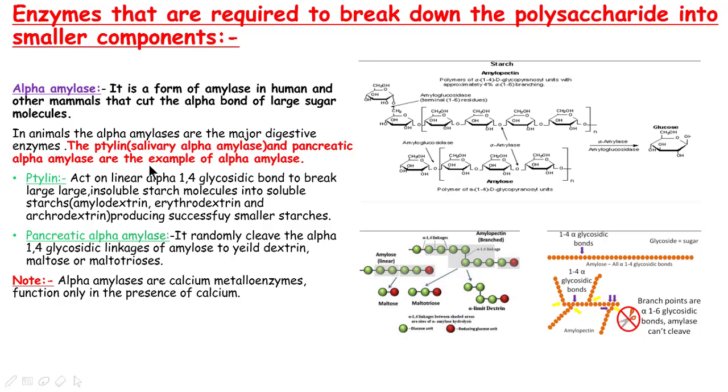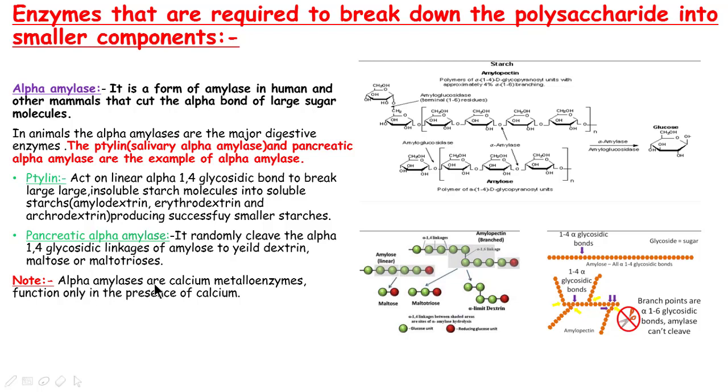It includes two digestive enzymes, the ptyalin. In this, the P is silent. So we call this ptyalin and a pancreatic alpha amylase. What is ptyalin? It acts on the linear alpha 1,4 glycosidic bond to break the large insoluble starch molecule into soluble amylodextrin, erythrodextrin, and achroodextrin, producing successively smaller starches. Pancreatic alpha amylase randomly cleaves the alpha 1,4 glycosidic linkage of amylose to yield dextrin, maltose, and maltotriose.